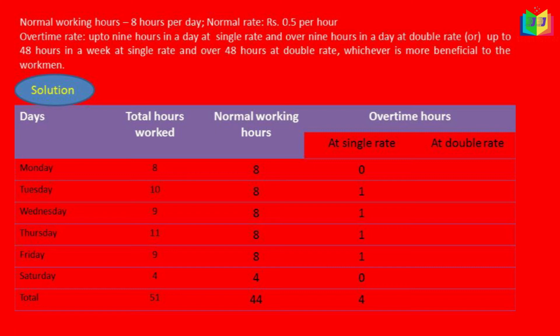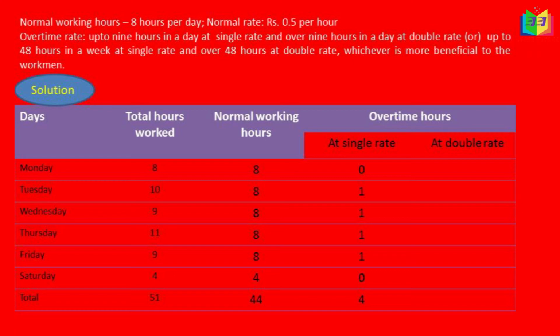And for Friday 9 hours, so 8 is the normal working hour, so 1 will come. And on Saturday 4 hours, half working day, so there is no overtime because the normal working hours is 4 only. Okay, so in single rate we don't have any, so I'll put 0. Okay, total single rate overtime hours is 4 we got.